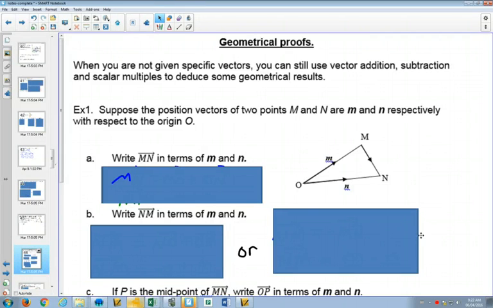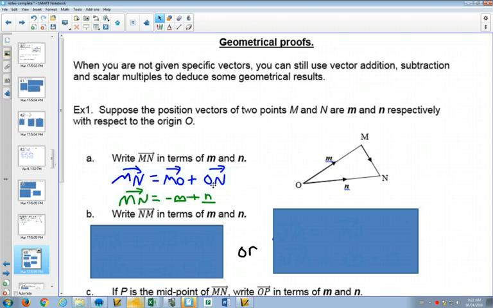So here's a very basic one to start with. We've got a triangle there. We've got the vector from m to n. So if we have any vector, we can always write the position vectors of that. So the position vector for the point m would be m, and the position vector for the point n would be n.